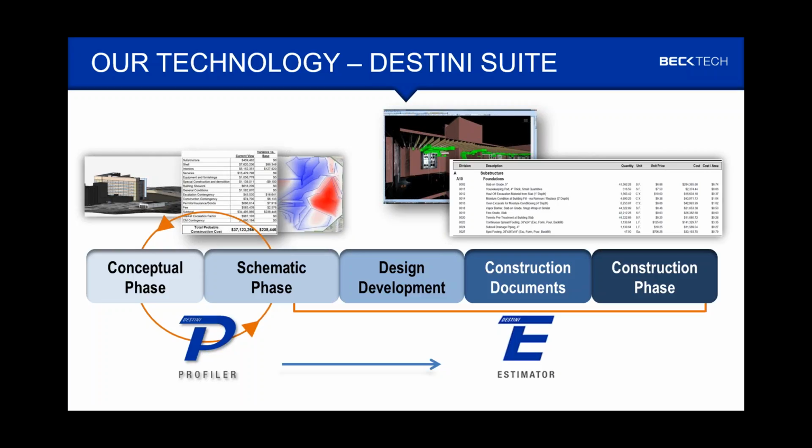So Profiler is the tool that we brought to market in 2006 to address that particular part of the puzzle. At some point, a project team will get an owner to either a go or no-go decision. Assuming that the project moves forward, the outputs from Profiler can form the inputs for our next offering called DESTINI Estimator. DESTINI Estimator can take those outputs as baseline estimates.